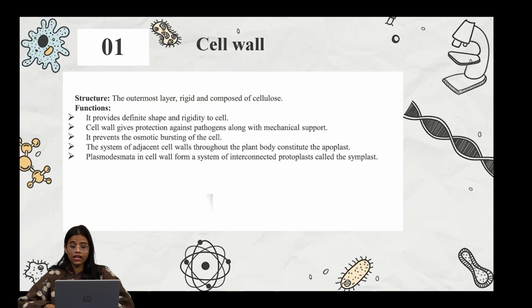The first one is cell wall. If we talk about the structure, it is the outermost layer, rigid and composed of cellulose. If we talk about function, it provides definite shape and rigidity to the cell. Cell wall gives protection against pathogens along with mechanical support. It also prevents the osmotic bursting of the cell. The system of adjacent cell walls throughout the plant body constitutes the apoplast. The plasmodesmata in cell wall form a system of interconnected protoplasm called symplast.